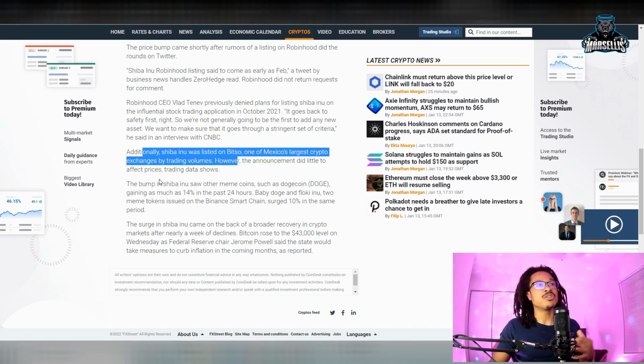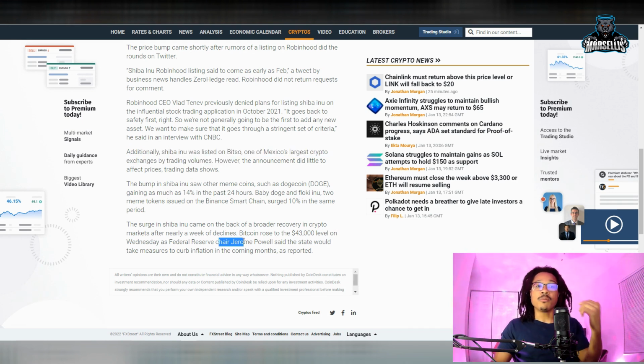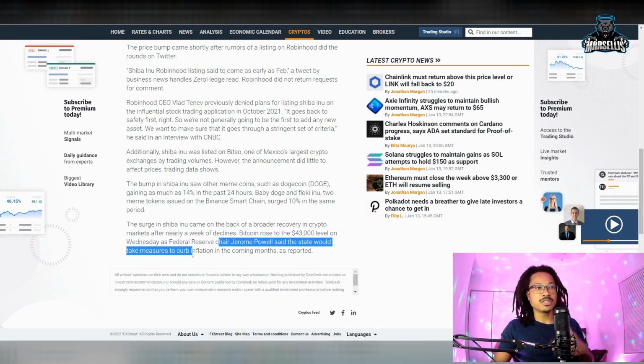Now, the bump in Shiba Inu saw other meme coins such as Dogecoin gaining as much as 14% in the past hour. Baby Doge obviously has been going crazy, Floki, all that good stuff. What we could see for Shiba Inu in the near future is what we're going to see inside Bitcoin, which is what's going on with the Federal Reserve and inflation and Jerome Powell. As you can see over here, Bitcoin rose to the $43,000 level on Wednesday as Federal Reserve Chair Jerome Powell said the Fed would take measures to curb inflation in the coming months, as reported.